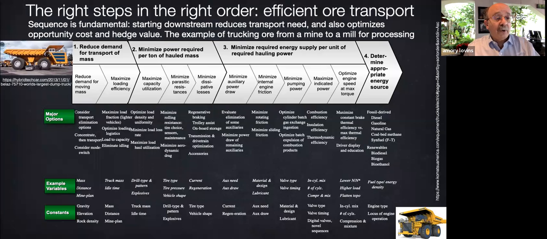How do you do that? Well, you start downstream. You systematically reduce demand for moving mass. Two-thirds of the mass you're moving is the truck, not the payload. You minimize power demanded to haul each ton. You minimize the energy supply to deliver each unit of power demanded, and you optimize the energy source. So that's left to right on the upper big arrow.